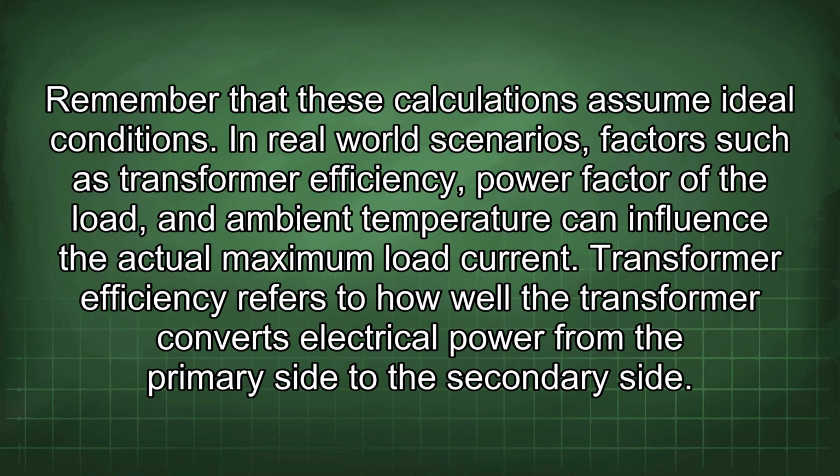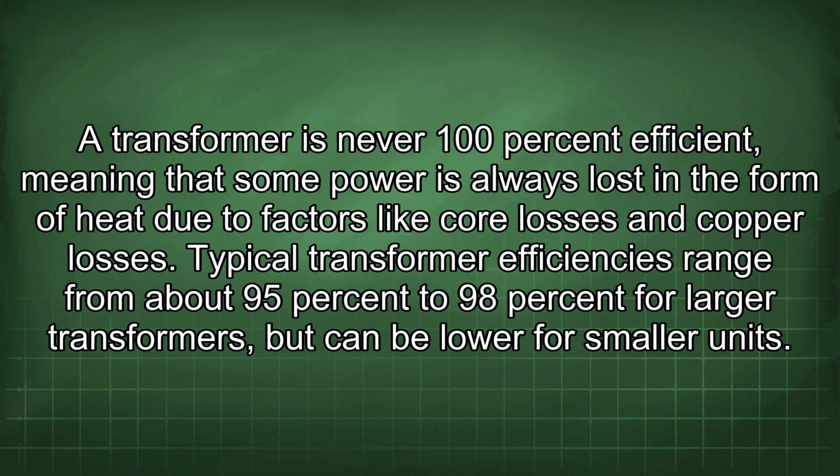Remember that these calculations assume ideal conditions. In real-world scenarios, factors such as transformer efficiency, power factor of the load, and ambient temperature can influence the actual maximum load current. Transformer efficiency refers to how well the transformer converts electrical power from the primary side to the secondary side. A transformer is never 100% efficient, meaning that some power is always lost in the form of heat due to factors like core losses and copper losses. Typical transformer efficiencies range from about 95% to 98% for larger transformers, but can be lower for smaller units.